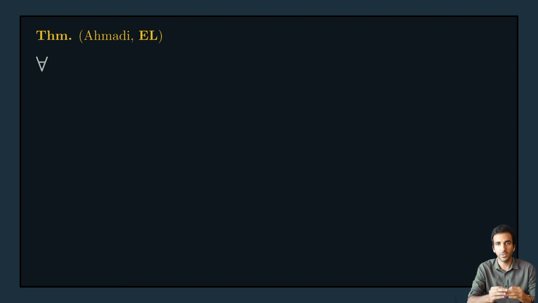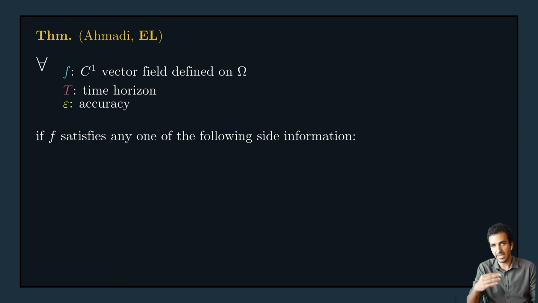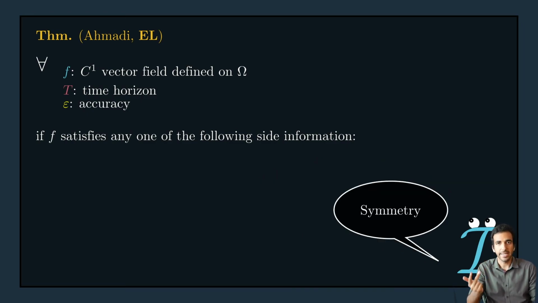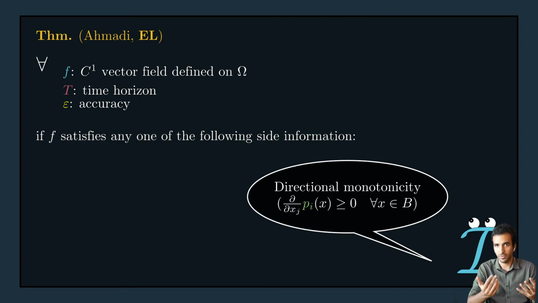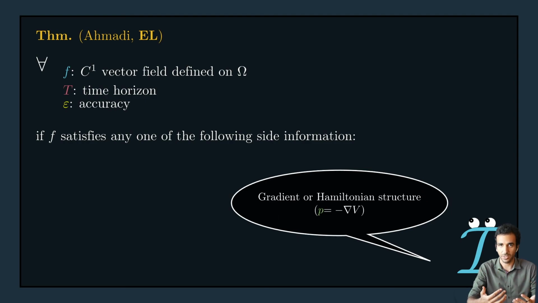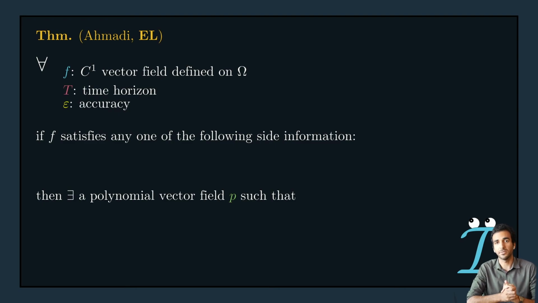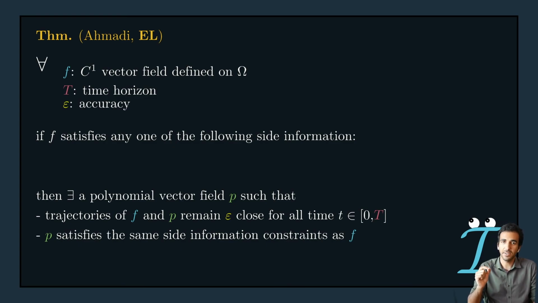For any continuously differentiable vector field f defined on some compact set omega, for any time horizon T that you care about, and for any desired accuracy epsilon, if f satisfies any one of the following side information: an equilibrium point, a symmetry condition, the negativity of some components of the vector field on some regions of the space, the negativity of the partial derivatives of the components of the vector field, invariance of some given set under some conditions, or a gradient or Hamiltonian structure, then there exists a polynomial vector field p such that trajectories of f and p remain within epsilon distance of each other for all time t between 0 and capital T, and the polynomial p satisfies the same side information constraints that f is known to satisfy.